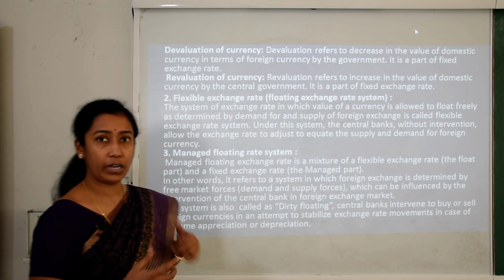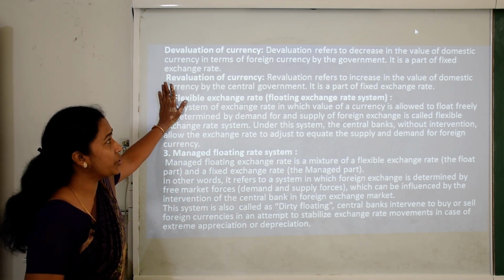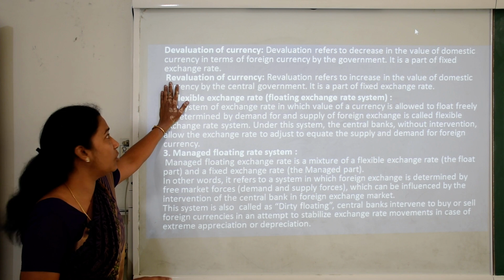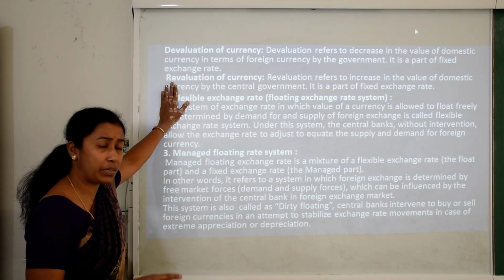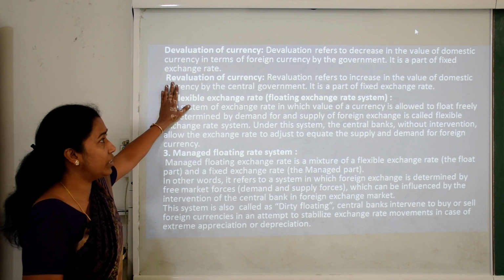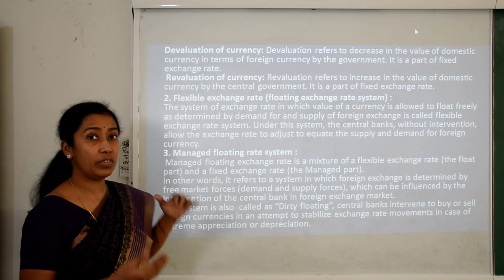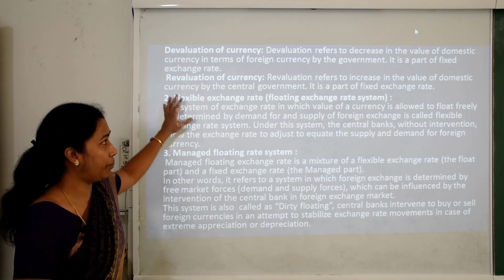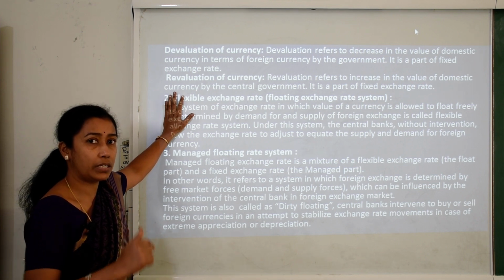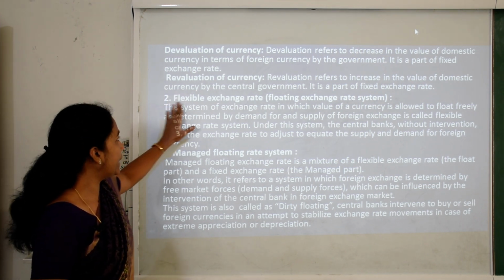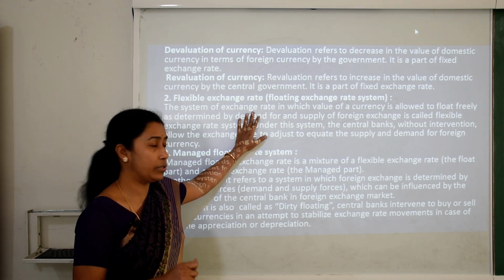Now, there is another term, that is devaluation of currency. When we say devaluation, it refers to a decrease in the value of the domestic currency in terms of foreign currency. We can call this depreciation of currency also, but it is fixed by the government. It is a part of the fixed exchange rate system. When we say revaluation, it is appreciation or increase in the value of our domestic currency in comparison to other foreign currency.